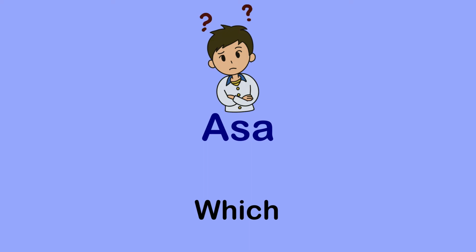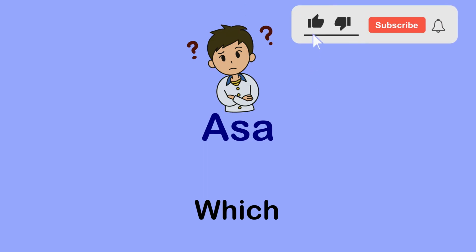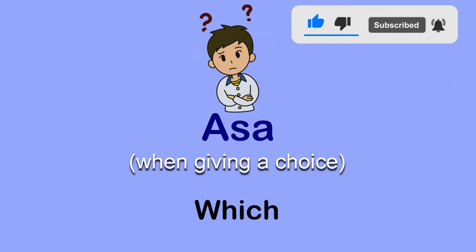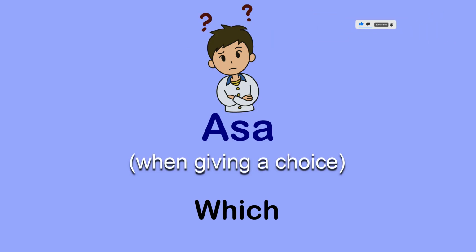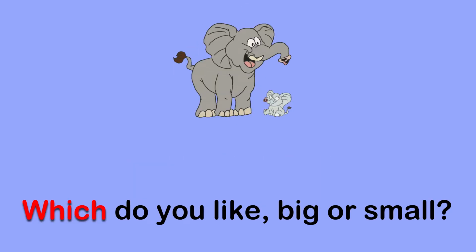Asa. Yes guys, the word asa can also be used for the word which. We use the question word which when we're asking for a choice answer.